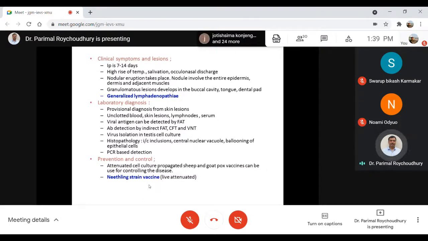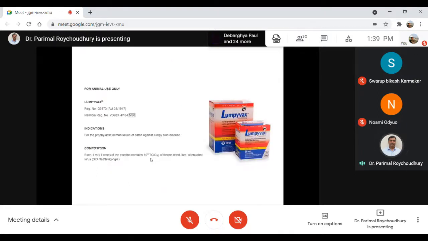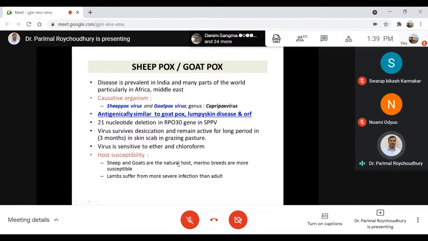However, the good thing is that since the virus is antigenically related to sheeppox and goatpox, the sheeppox vaccines can be used effectively in controlling this disease. Sheeppox vaccine is very well available in the market, so we can immediately go for administering it to control this disease. By the time a genus-specific vaccine comes, we can use the sheeppox vaccines. So that is about lumpy skin disease.